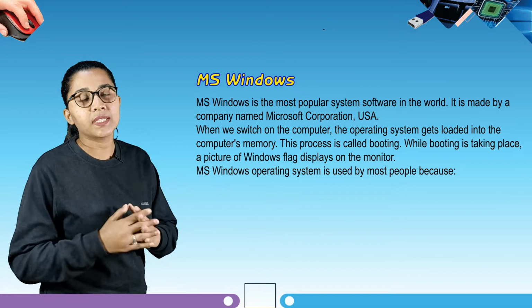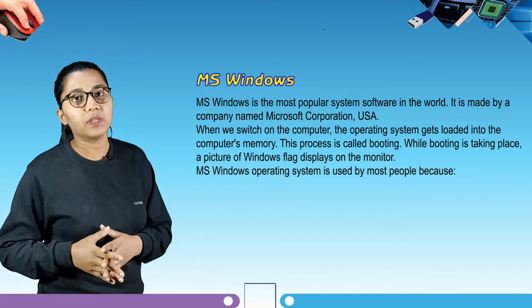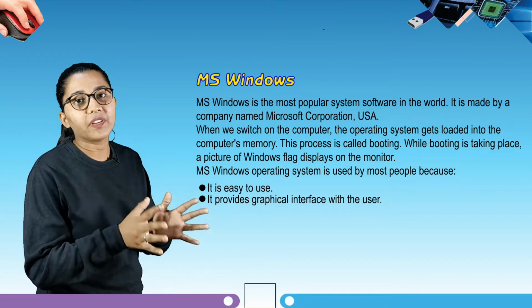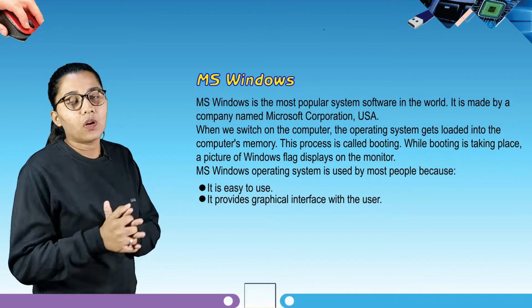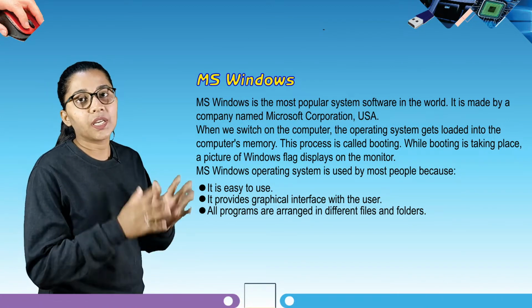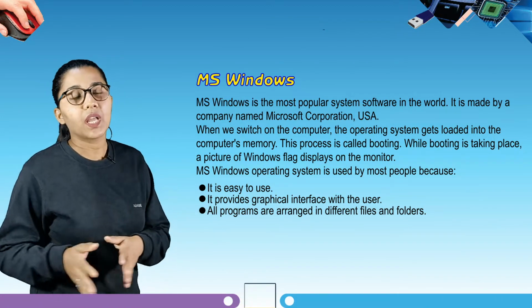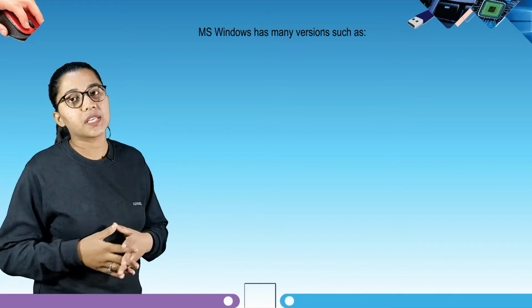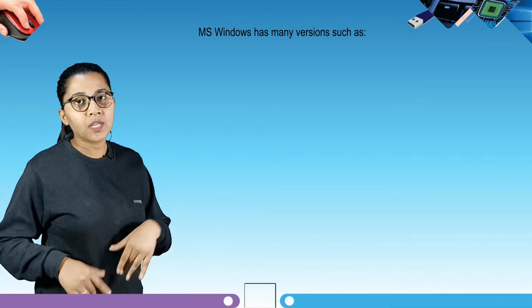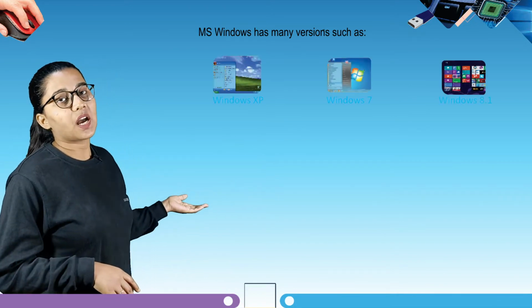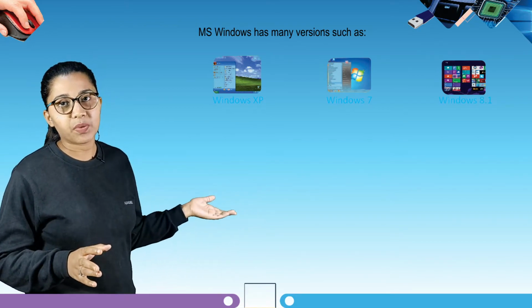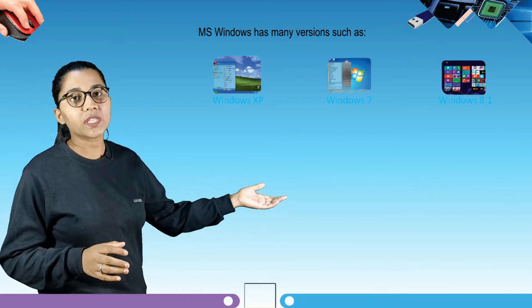MS Window operating system is used by most people because it is easy to use. It provides a graphical interface with the user. All programs are arranged in different files and folders. It has icons which help to do different things quickly. MS Window has many versions. Now students, you can see these pictures. These are some examples of MS Windows, that is Windows XP, Windows 7 and Windows 8.1.